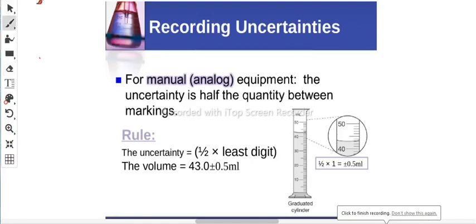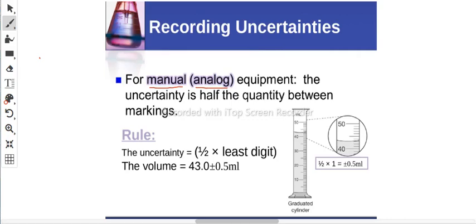Now we're going to learn how we can find the absolute uncertainty and how we can record the uncertainty if we are using manual or analog equipment instead of digital equipment. So inside the lab, if you are using a graduated cylinder, a pipette, a burette, or even a thermometer which is not digital, how can you find the absolute uncertainty?